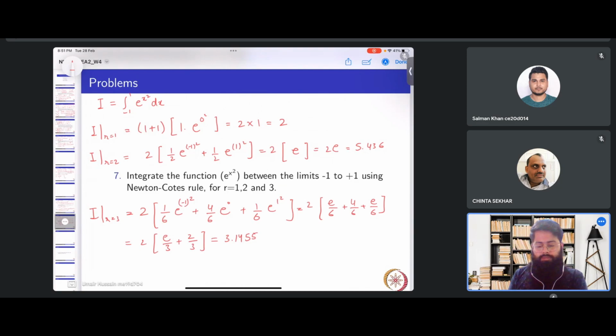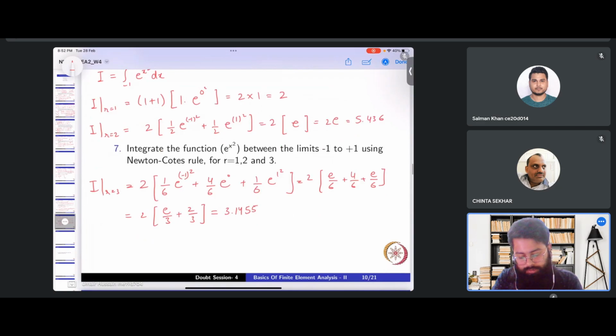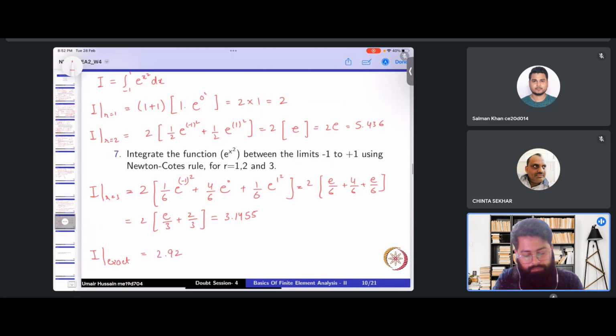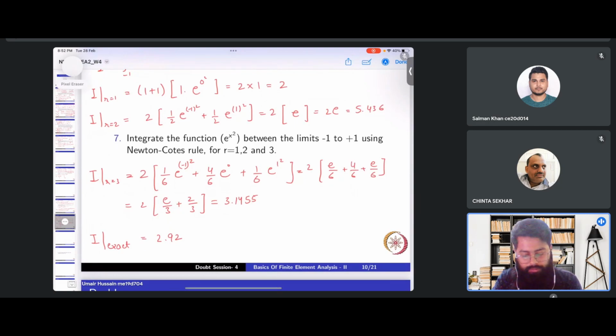Okay, so I think we have converged to some value. Let me check the exact value of this integral in my calculator. E raised to the power x square, integrate from minus 1 to plus 1. Okay, so the exact value is 2.92. I think we are approaching that value as we are increasing r.